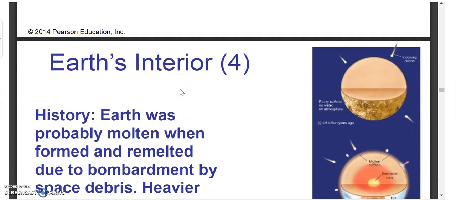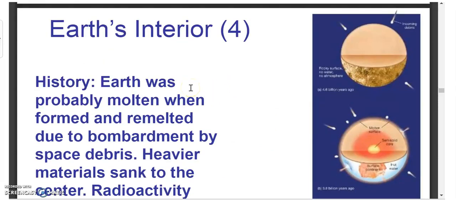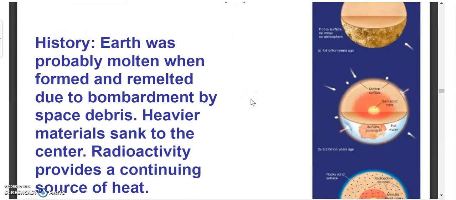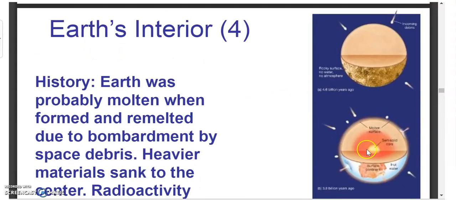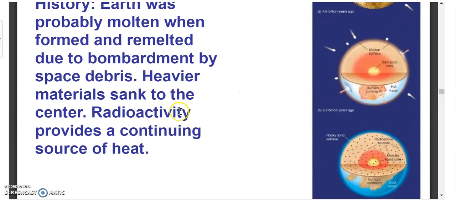So again, when the Earth first formed 4.5 billion years ago, it was just a ball of molten rock, and the heavier stuff ended up at the center, the iron and nickel. Why is the interior of the Earth still hot? One reason, of course, is simply gravity, all this material crushing down on the center of the Earth. But the other reason that the interior of the Earth is hot compared to the surface is radioactive decay.